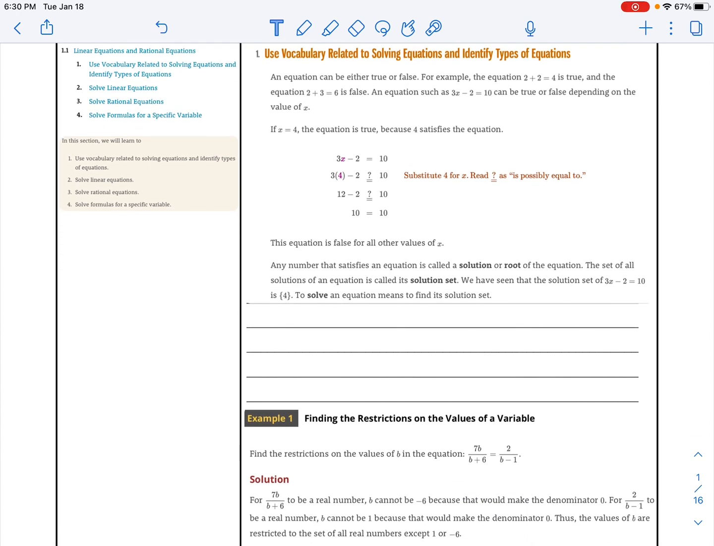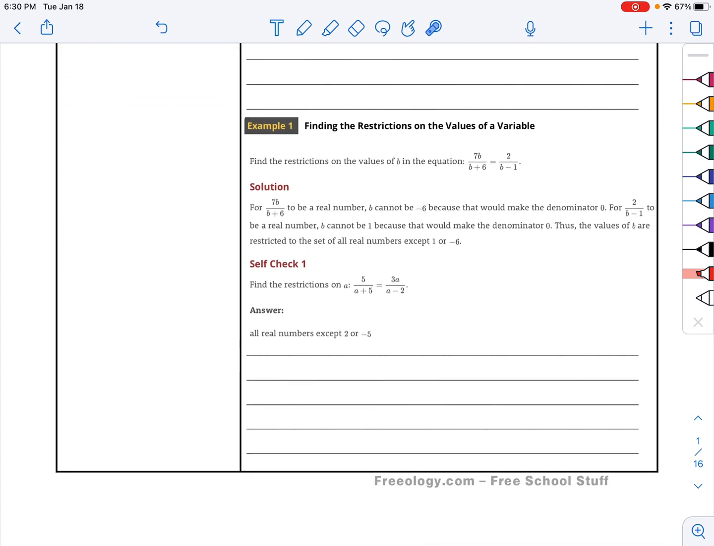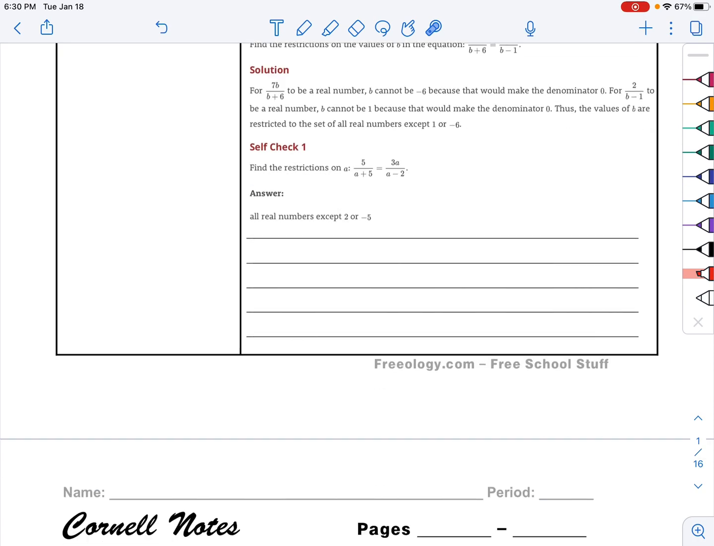We have some vocabulary, of course. Solution or root, solution set. To solve means to find the solution. Restrictions on a variable. Basically, you just have to watch for denominators of fractions because you never want to divide by 0. So in this one, we would not want b to equal -6 or +1 because those would make the denominator 0. In this case, the denominator would be 0 if a were -5 or +2. So those are your restrictions on values of the variable.